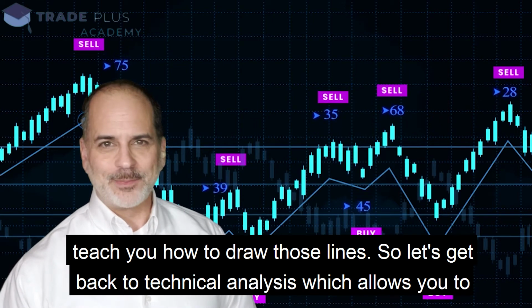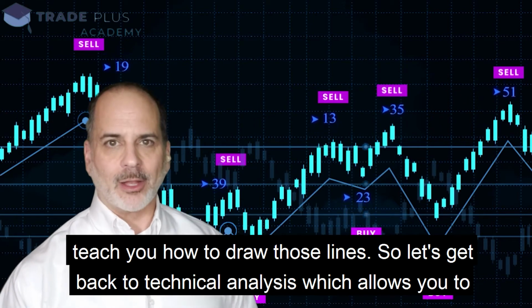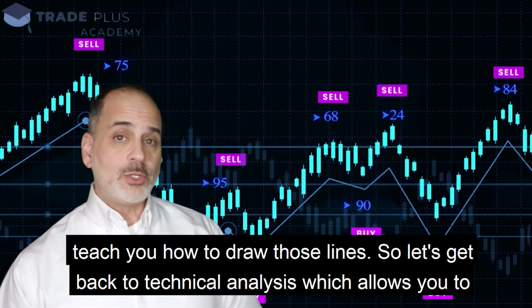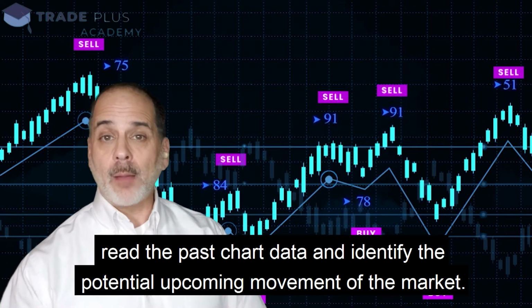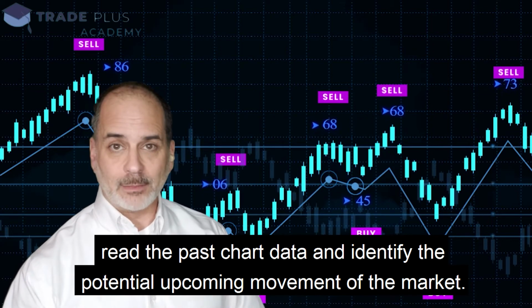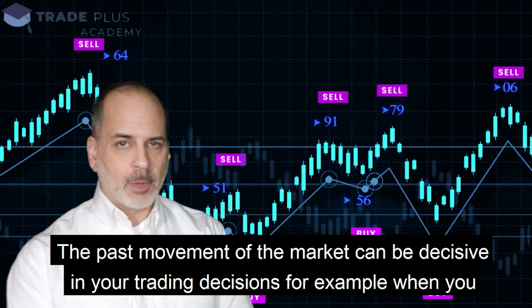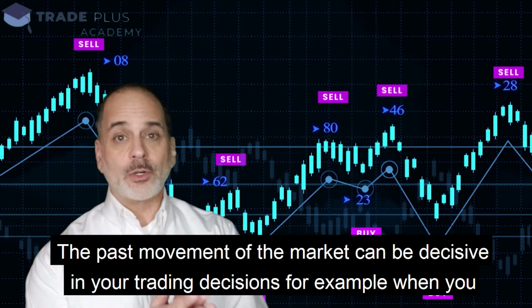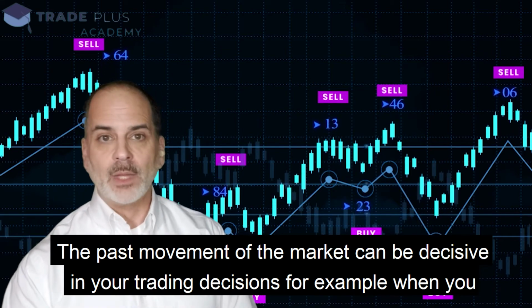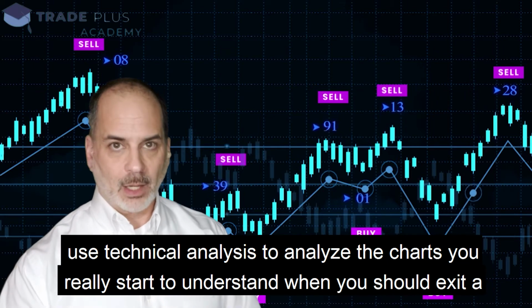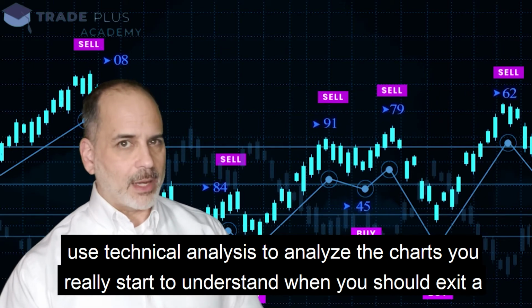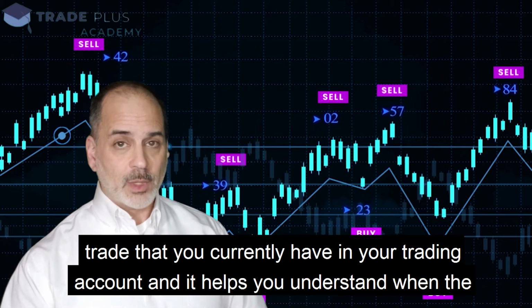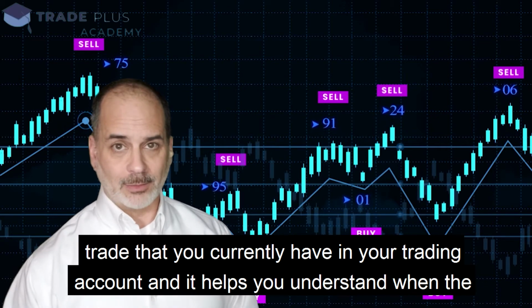So let's get back to technical analysis, which allows you to read the past chart data and identify the potential upcoming movement of the market. The past movement of the market can be decisive in your trading decisions. For example, when you use technical analysis to analyze the charts, you really start to understand when you should exit a trade that you currently have in your trading account.